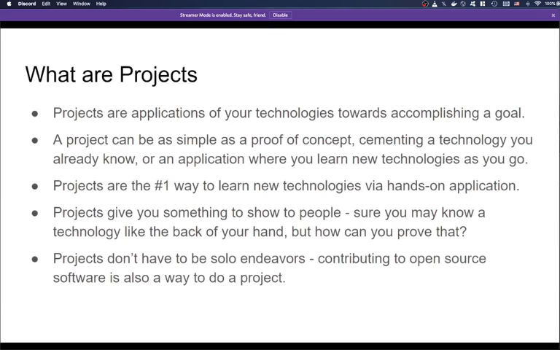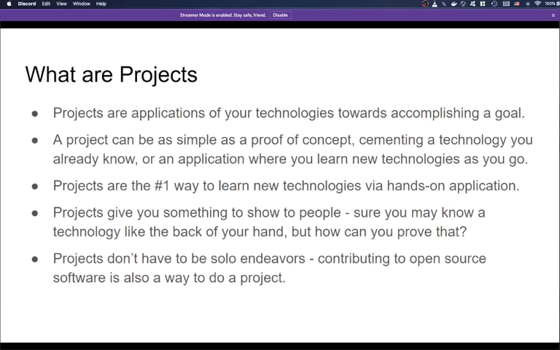Now projects, they can be as simple as a proof of concept, cementing a technology you already know, or an application where you learn new technologies as you go. Projects are the number one way to learn new technologies via hands-on application. People don't understand this enough. I think there's really a disconnect between you can learn the language, you can read the documentation, but unless you really work on a project, I don't think you're going to fully appreciate the language and learn the structures as well as you could be.